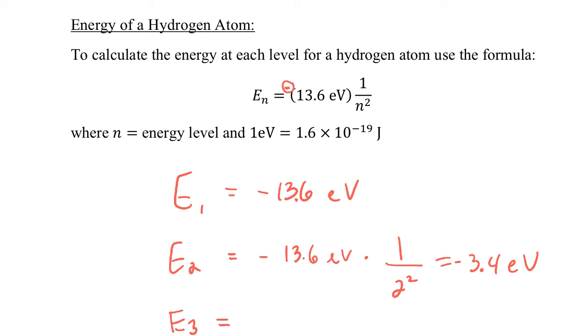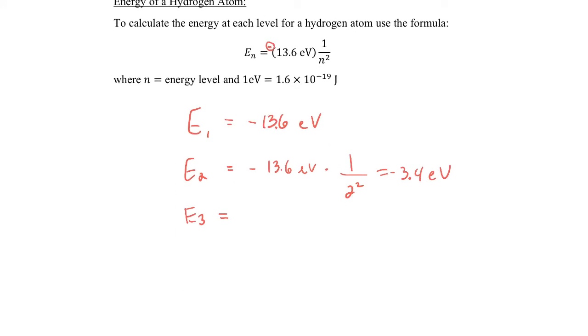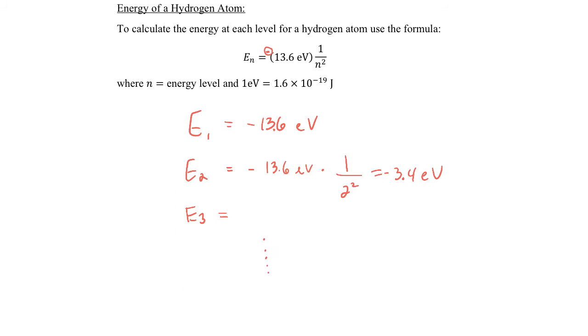This is a negative quantity that's being multiplied by something squared, which is always positive. Even if I make n negative, squaring is still positive. So this is going to get closer and closer to 0 as n gets larger. So I can say this. As n gets larger and larger, the energy state gets closer and closer to 0. 0, believe it or not, being the highest energy state.